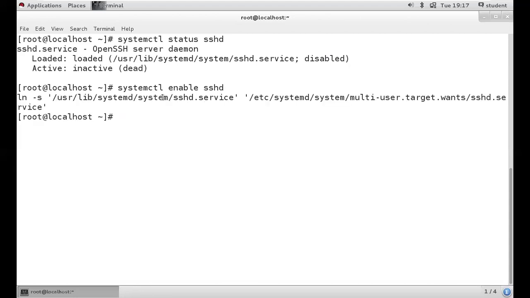Now see guys, if you're enabling the service, it's executing the ln -s command. It means it is creating a symbolic link inside systemd. So the sshd service is creating the link with systemd. Then sshd will start along with systemd. If systemd is starting, this sshd is also going to start along with it, because it has the link with systemd. So now let's reboot.